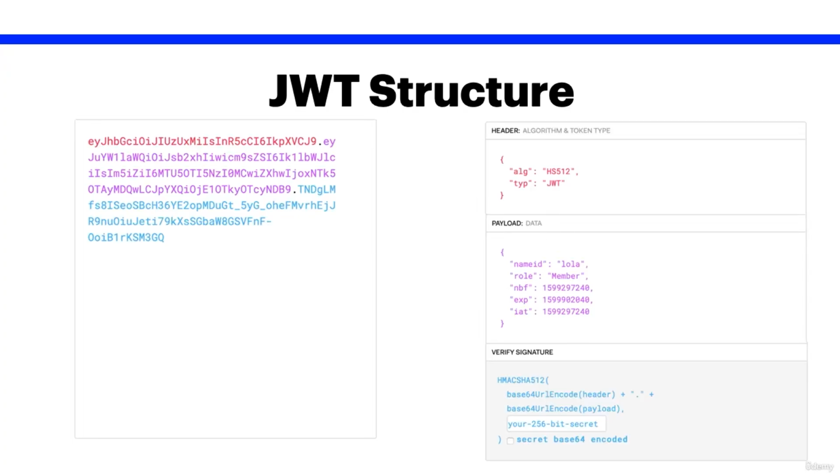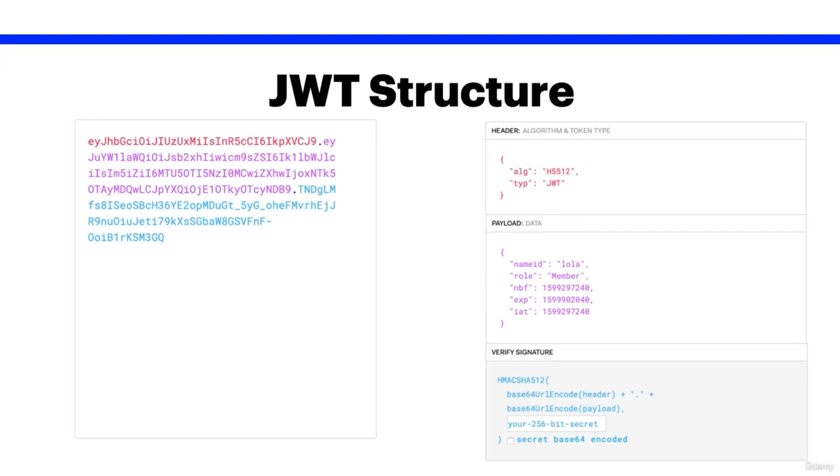And as I mentioned, the third part is where the signature is contained, and this signature is encrypted. The token signature, I should say, is encrypted by the server itself using a secure key that never ever leaves the server. And the only part of the token that is encrypted is the signature.